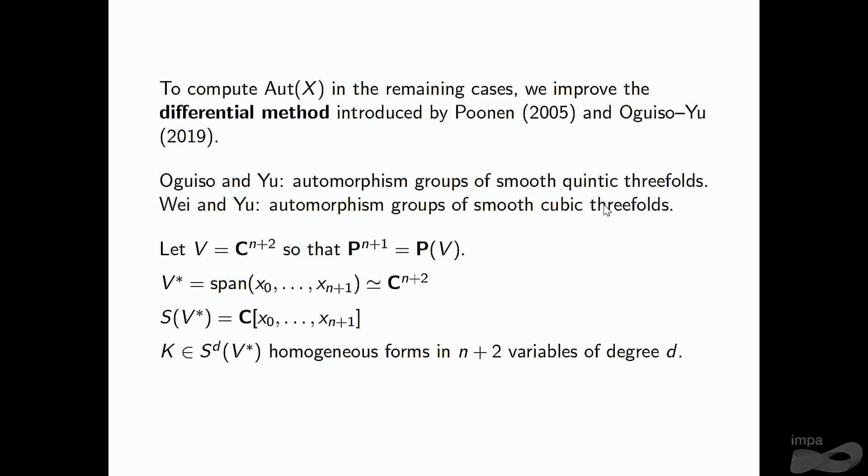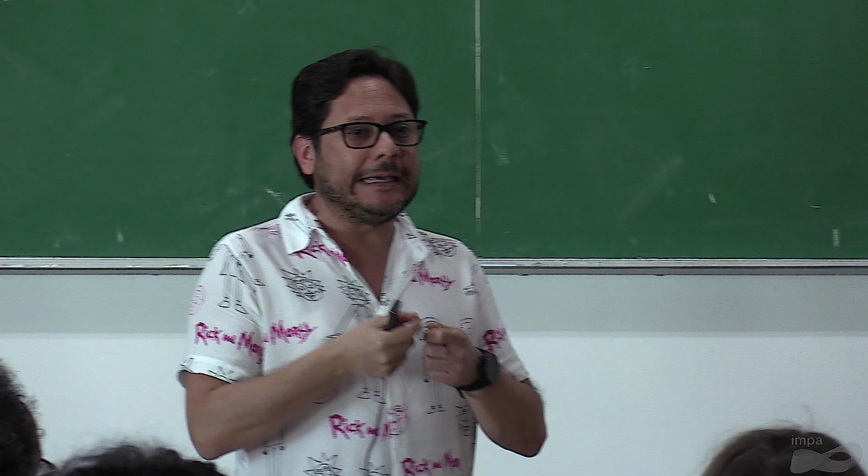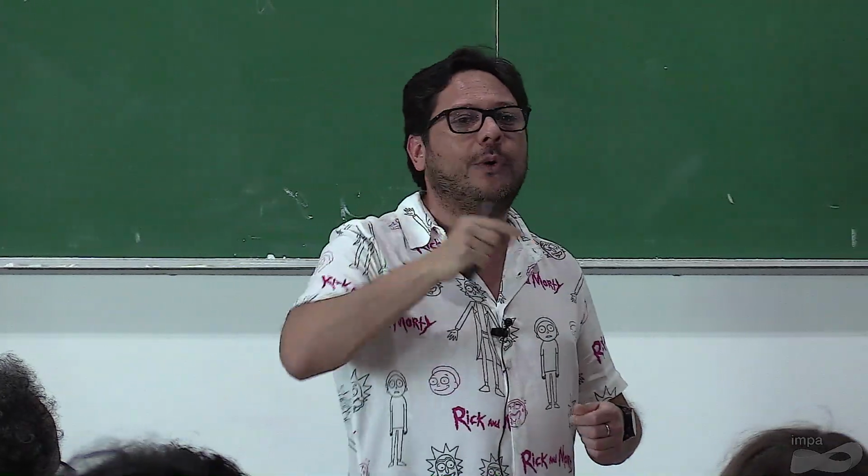So here, to compute the automorphism group of X in the remaining cases, other than the ones I showed in red, we actually use something that is or was called the differential method, probably by Ogiso and Yu. They claim it was originally by Poonen in a paper from 2005. Actually, Ogiso and Yu use it to compute all the automorphism groups of all smooth quintic threefolds. They give a full list of what that can be, and they bring it to a set of equations. Okay, here are the equations. And they use some very artisanal, very handmade technique to compute the automorphism group of each one of them.